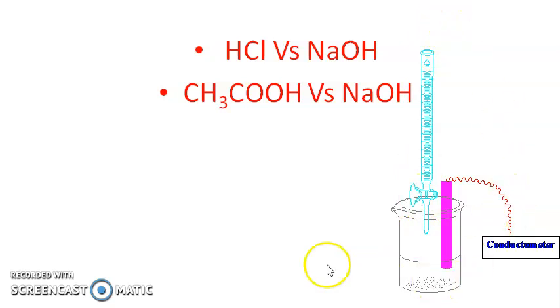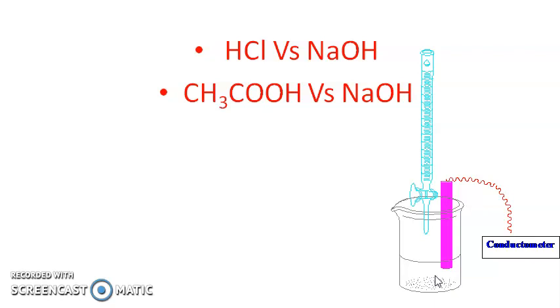Now this is the experimental setup for the titration. You have a mixture of acids, both HCl and acetic acid, taken in the beaker. You are dipping a conductivity cell into it. The conductivity cell is connected to a conductometer. Fix a burette having NaOH. Initially, when you measure the conductance of this solution, the conductance will be mainly from HCl, because of the H plus ions due to the complete ionization of HCl.